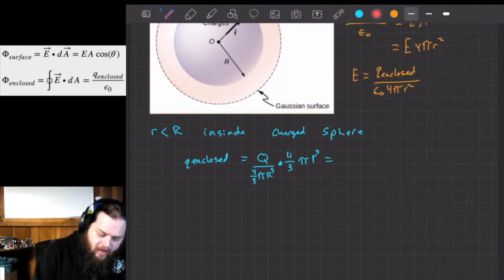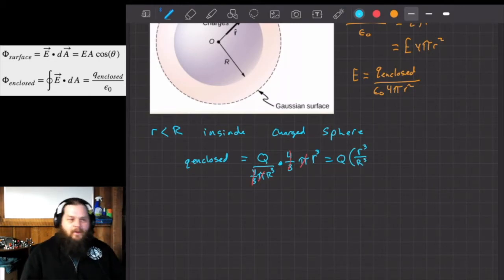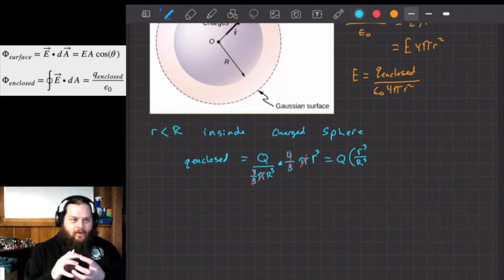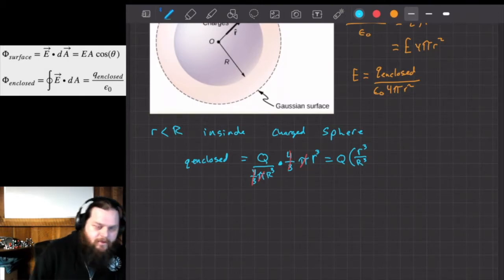And if we do that, we can cancel a bunch of values. The 4/3 pi all cancels out, and we end up with the charge enclosed being equal to the charge of the entire sphere times this ratio of little r cubed over big R cubed. So it's the amount of volume, basically, that radius cubed inside the sphere divided by the whole sphere itself.